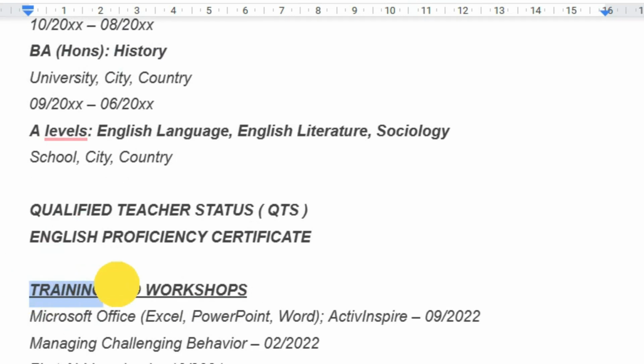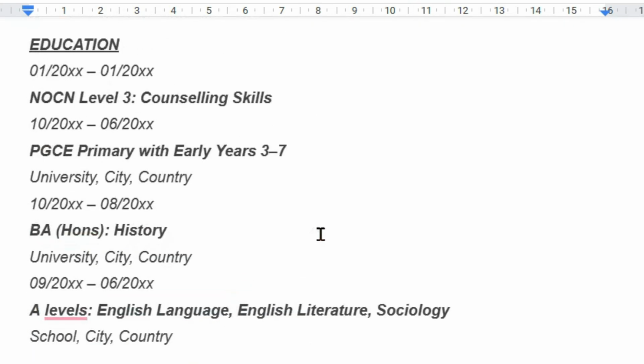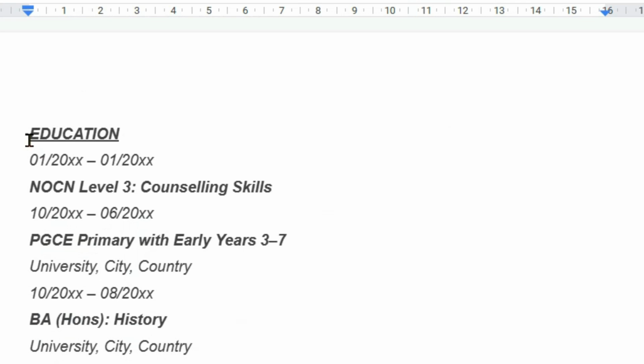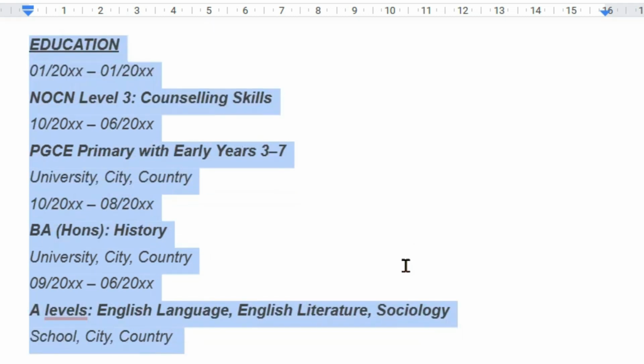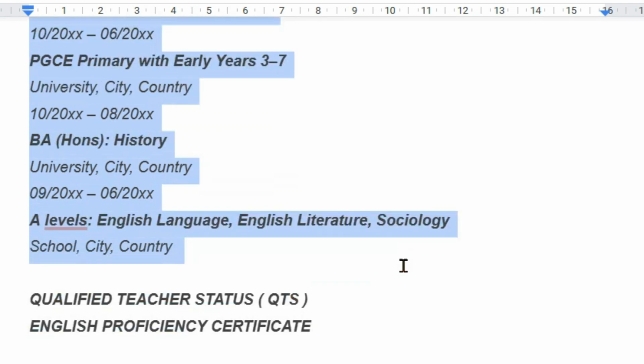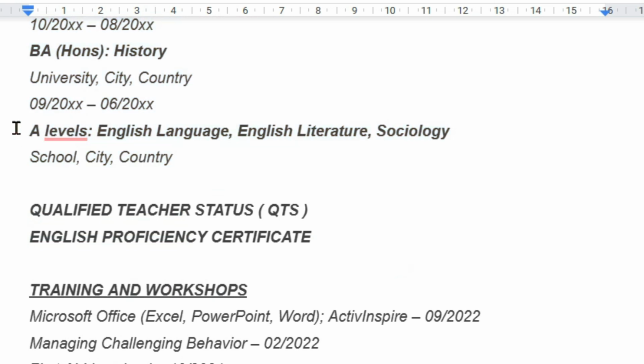Now with education, some people would like to combine their education and trainings together. Others would also want to write separately about their education. Then after that, they write about different trainings and workshops that they have attended. Now the education, you can start from your highest level of education down to your lowest level of education, and with this I would advise you end at the senior high school level. Don't go and write about your primary school or junior high school education.